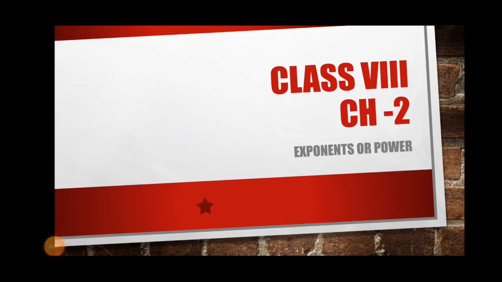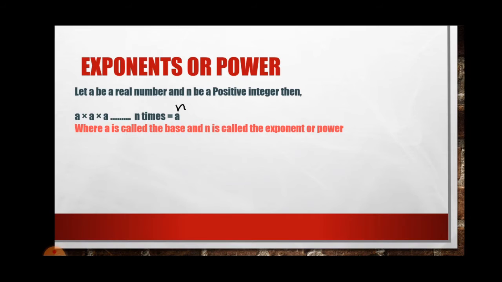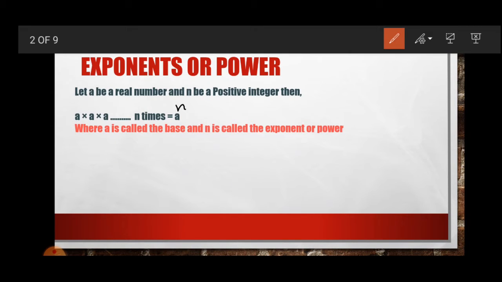Class 8, Chapter 2, Exponents of Power. Let a be a real number and n be a positive integer, then a multiplied n times is equal to a raised to the power n, where a is called the base and n is called the exponent of power. Let's take an example.